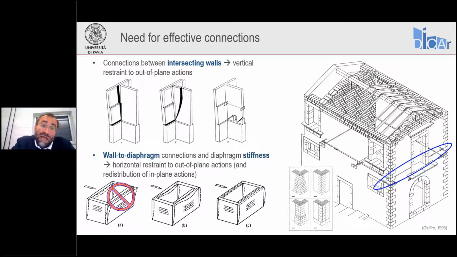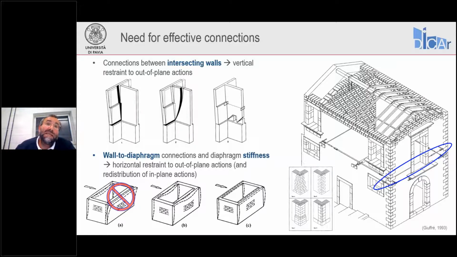Then, wall-to-diaphragm connections and their combination with sufficient diaphragm stiffness and strength will also provide horizontal restraint to these out-of-plane mechanisms. The tie rods that can be used for improving the connection between intersecting walls are also effective with this role, but they may not be sufficient, especially if the walls are long.